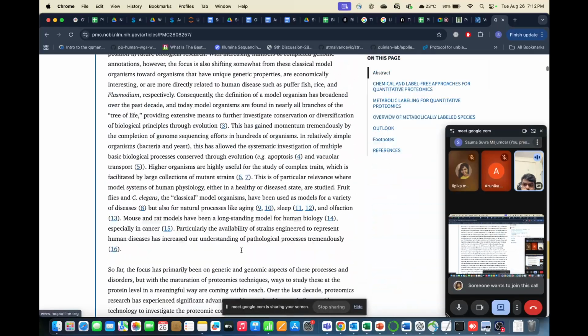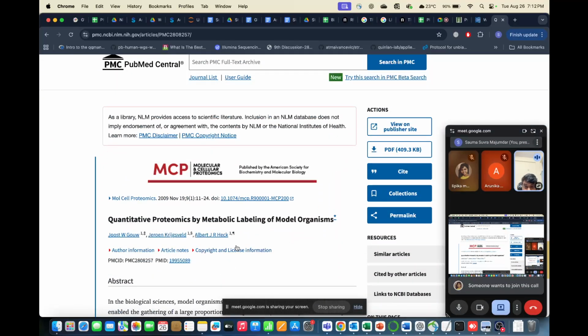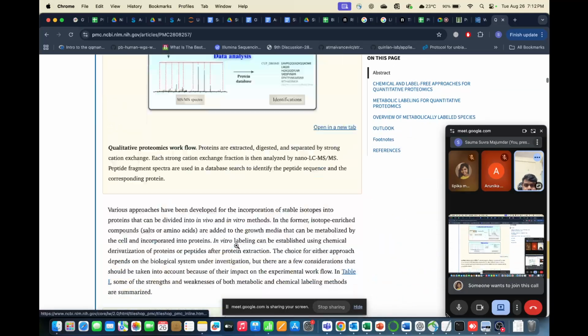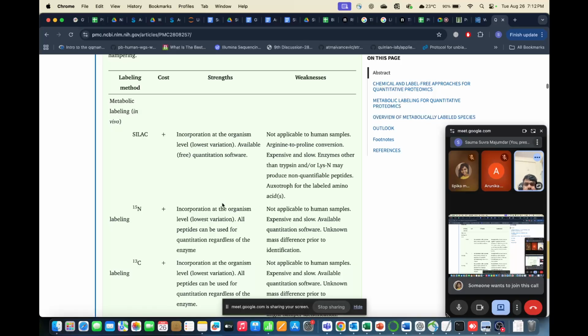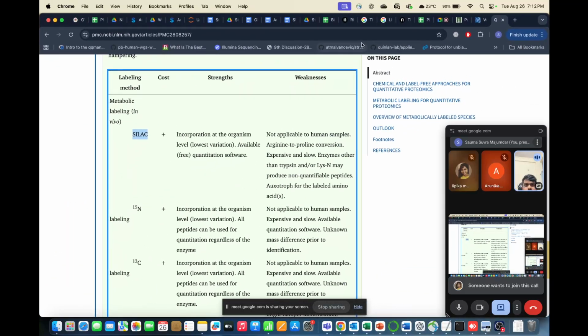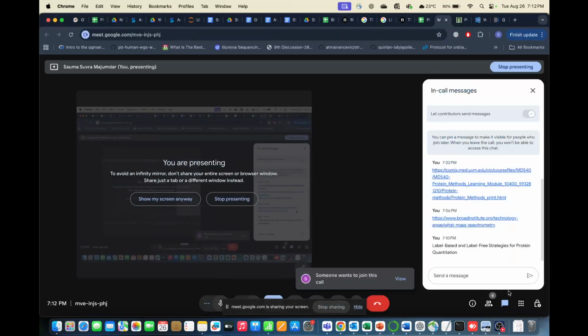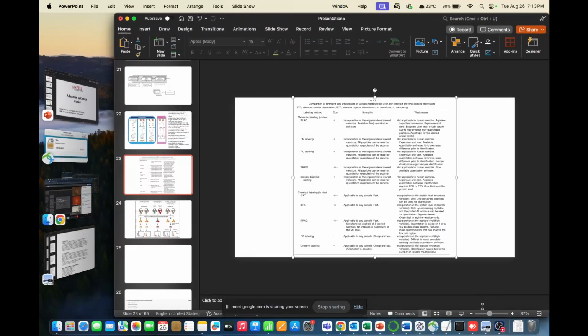Yeah, this is the paper. They talk a lot about how to do quantitative proteomics, and this table is basically this one, showing different types of labeling technology. So for example, SILAC, right? Let's go back to the PPT. I'll put the link in the description.